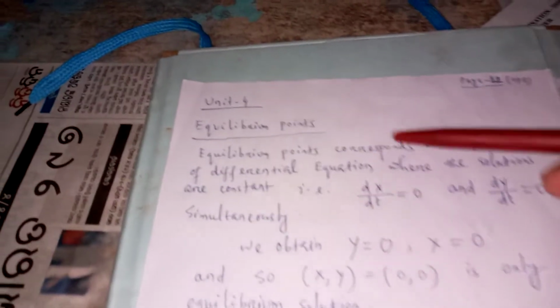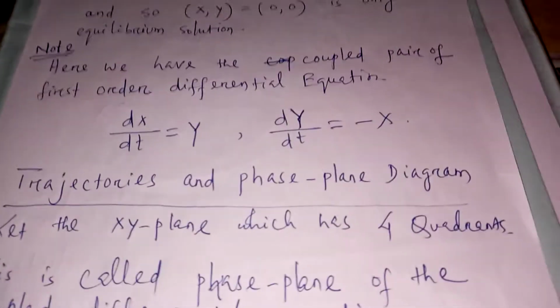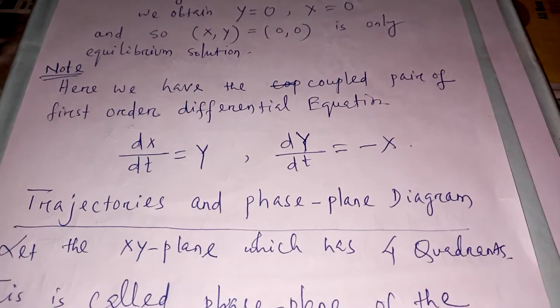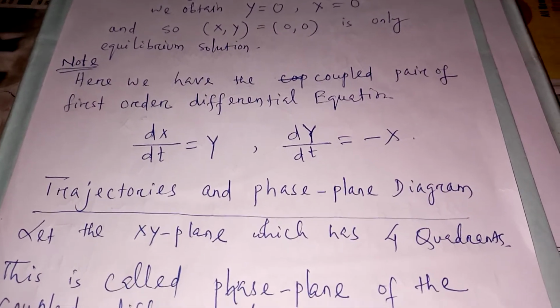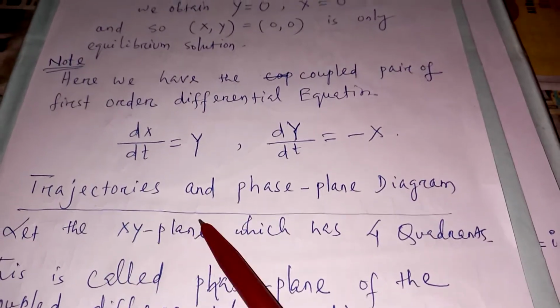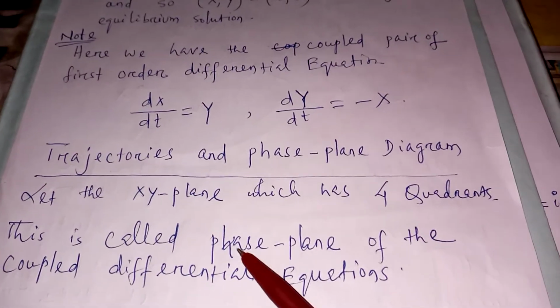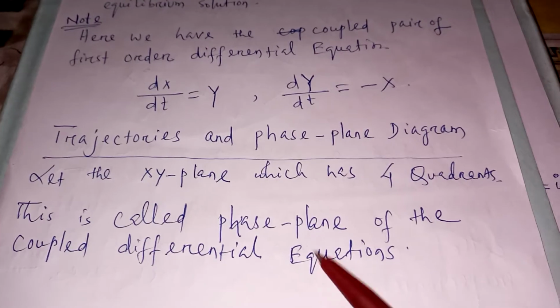Already you discussed equilibrium points. Now we have to focus on trajectories and the phase plane diagram. So plane, we already know that we have to take the xy plane which has 4 quadrants, and this is called the phase plane of the coupled differential equation.